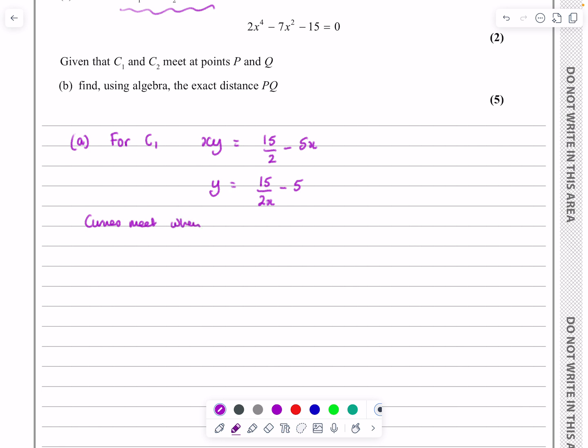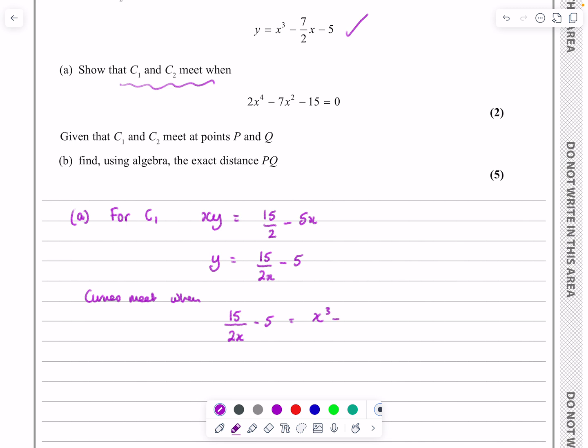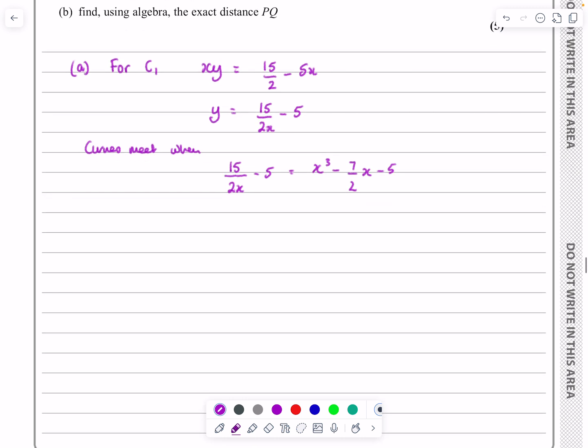when 15 over 2x minus 5 is going to be equal to what we had up there, which is x cubed minus 7 over 2x minus 5. I'll do a little bit of work here, but I'm assuming it's going to get to that quartic equation that we had. So what can I do here? I can get rid of the 5s straight away. So I'm going to get 15 over 2x is equal to x cubed minus 7 over 2x, like that.